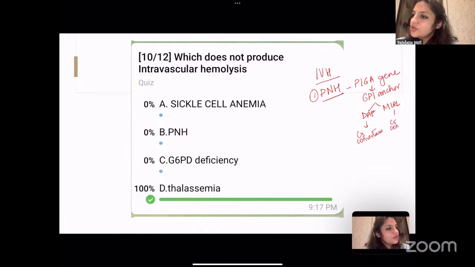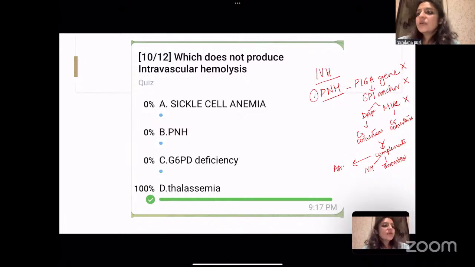So whenever there is absence of the PIGA gene, there's no GPI anchor and there is absence of DAF and MIRL. This leads to excessive activation of complement, and these complements are responsible for causing three things. One, intravascular hemolysis, they lyse the red cells in the circulation. They can also damage the endothelium, therefore they can cause thrombosis, and they can also target the stem cells of the bone marrow, so they can progress into aplastic anemia. Or aplastic anemia can coexist with a PNH clone.